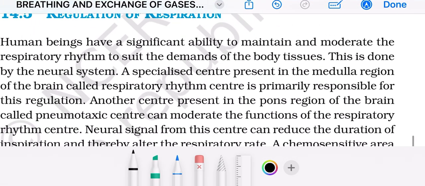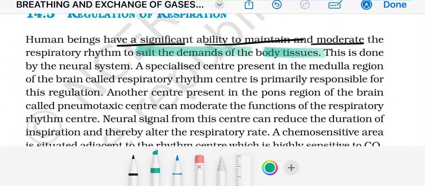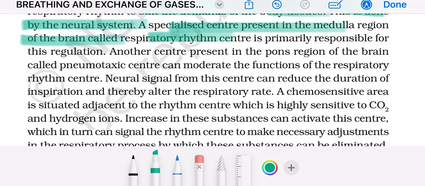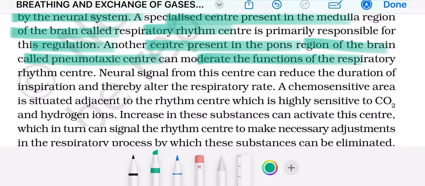Regulation of respiration. Human beings have a significant ability to maintain and moderate the respiratory rhythm to suit demands of the body tissue. This is done by the neural system. A specialized center present in the medulla region of the brain called respiratory rhythm center is primarily responsible for this regulation. Another center present in the pons region of the brain called pneumotaxic center can moderate the functions of respiratory rhythm center. Neural signal from the center can reduce the duration of inspiration and thereby alter the respiratory rate.